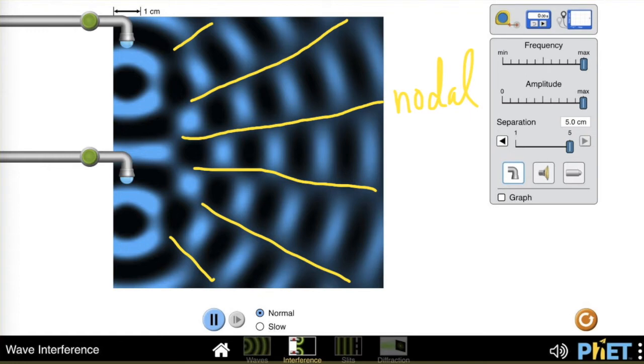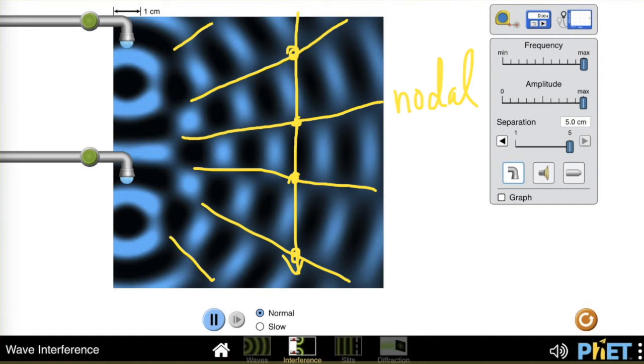There's no energy there. In fact, if I was swimming across in front of these two drippers out here, there'd be places right here and here and here and here where I would just be in pretty much still water. The water would be completely still.